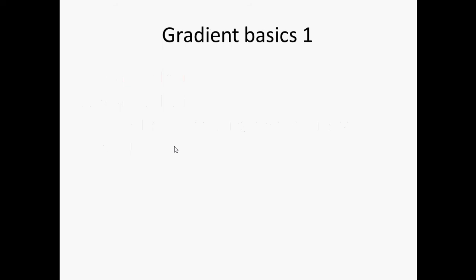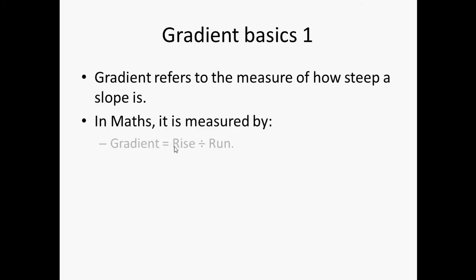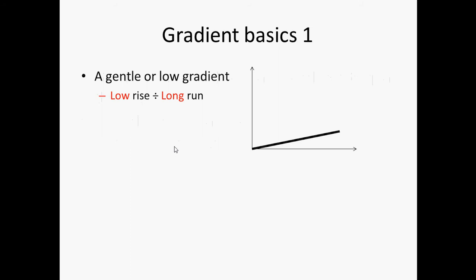First of all, we need to define gradient. Gradient refers to the measure of how steep a slope is. In math, it is measured by rise divided by run. So what is rise and what is run? Imagine with me a graph where the line is running in this direction.